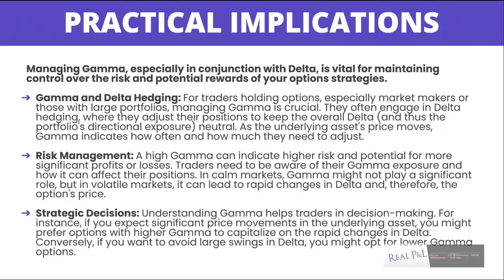Strategic decisions. Understanding gamma helps traders in decision making. For instance, if you expect significant price movements in the underlying asset, you might prefer options with higher gamma to capitalize on the rapid changes in delta. Conversely, if you want to avoid large swings in delta, you might opt for lower gamma positions.